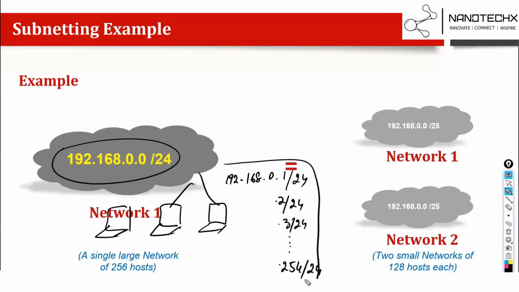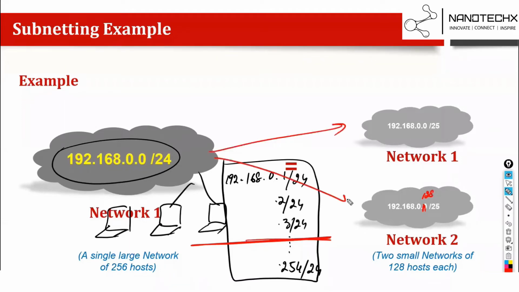But if somebody says, no, I don't want to put them in one group, I want to divide them half and half. So from 1 to 128, they should talk, and from 128 onwards, they shouldn't be able to talk to the first group. They should be able to talk to the other side, right? So in that case, we can divide it into 2. We can change the subnet mask from /24 to /25. Then the first one will be 192.168.0.0, and the second will be 192.168.0.128. But we will see this practically.